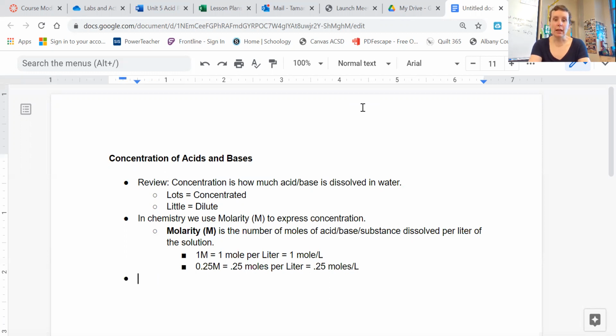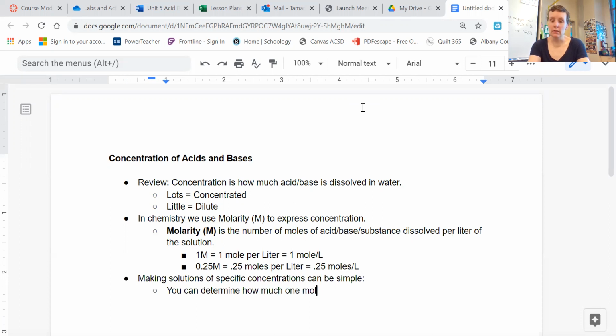Okay, we're going to talk about making these solutions. Making solutions of specific concentrations can be simple. You can determine how much 1 mole weighs. And remember, we've done that already using the periodic table. So you determine how much 1 mole weighs using the periodic table. We're always going to have to do that. That is called the molar mass, right?